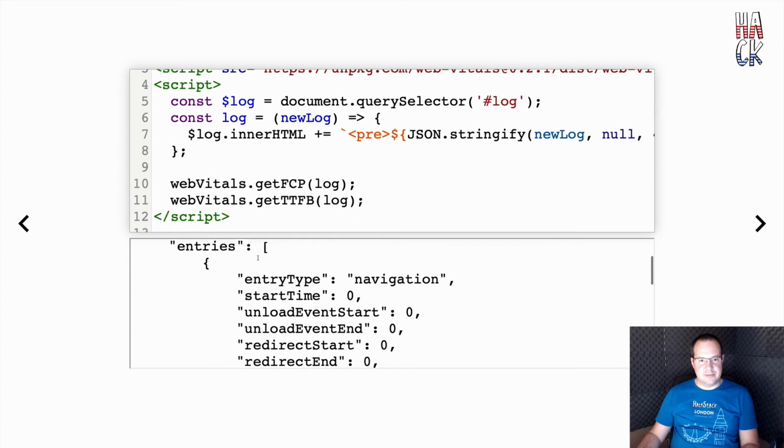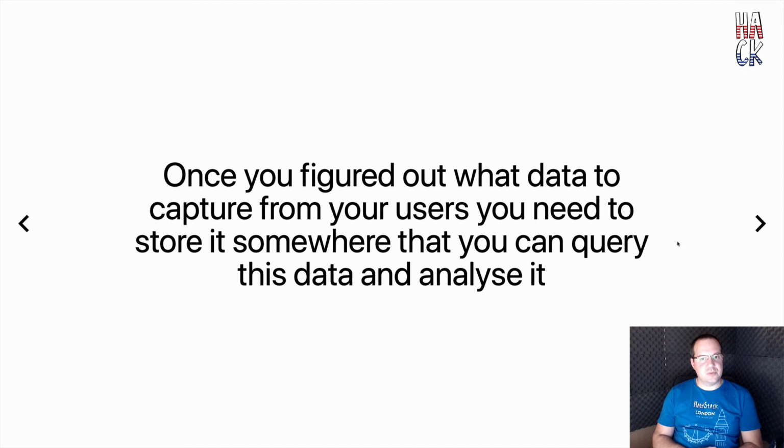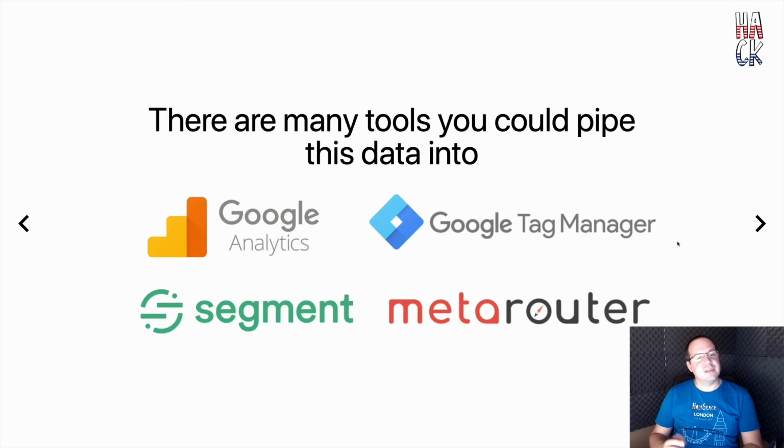Once you've figured out what data to capture from your users, you need to store it somewhere so that you can query and analyze it. There are many tools that you can pipe this data into, things like Google Analytics, where you can send an analytics event every time you get some of this data back and store it alongside the rest of your analytics data. Tag Manager is very similar. Segment and mParticle are tools that allow you to send data into them and then pipe it to the data stores that you want to use.